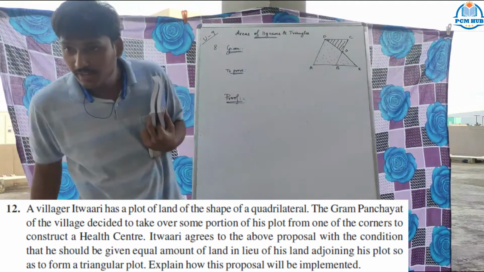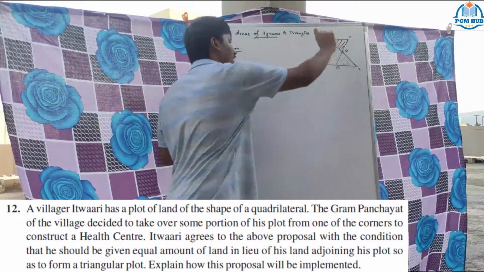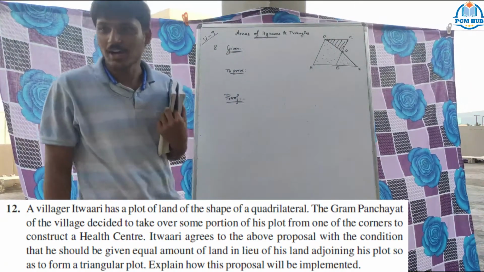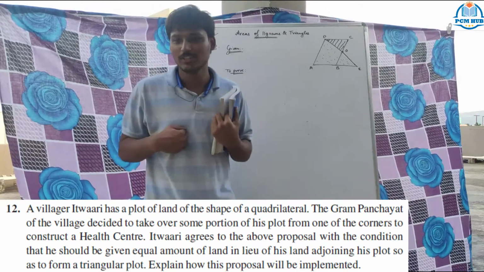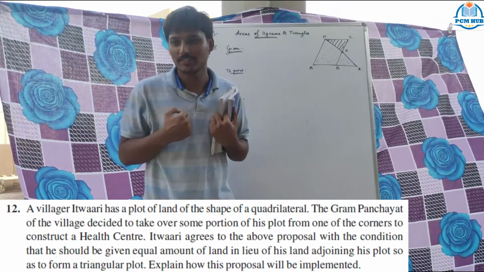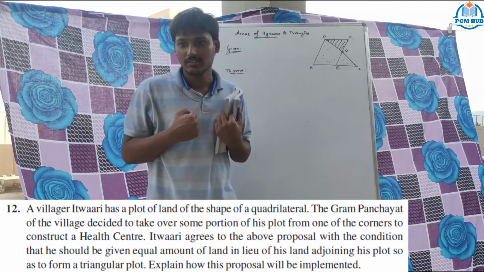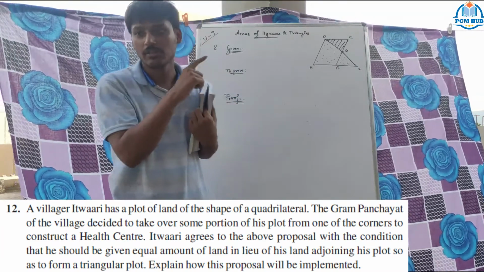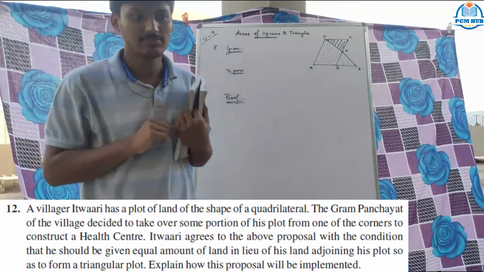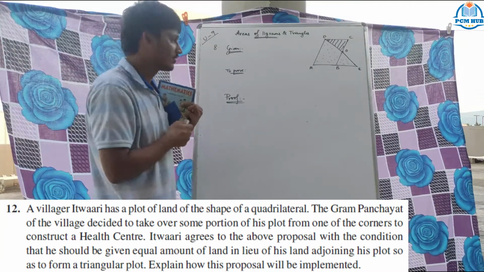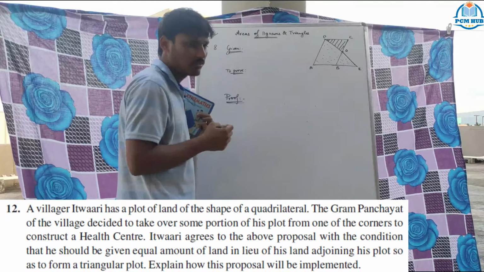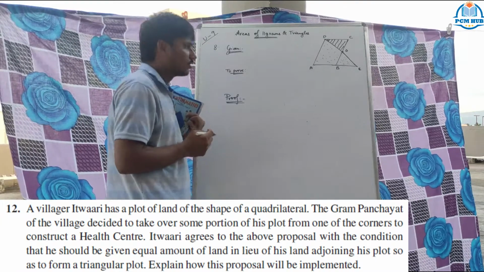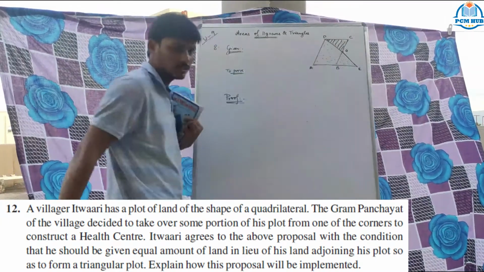Now you have to prove that these two areas are the same, because if he loses land, he needs to take money from the government, right? If he is losing land but not taking money, that means both land areas should be equal. This is the adjoining piece only.